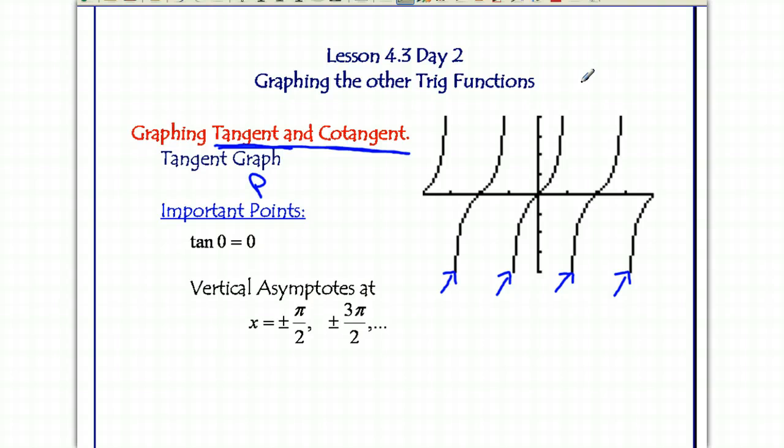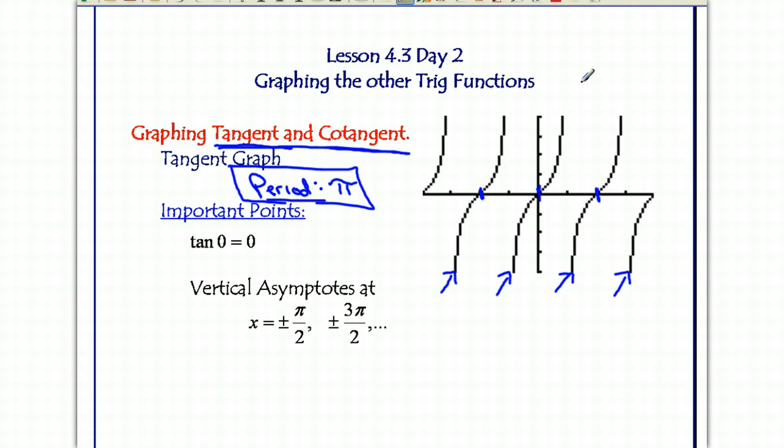One thing you'll notice about the period, though, unlike sine, cosine, secant, cosecant that repeat every 2 pi: here's 0, here's pi, here's negative pi. It repeats, but your period now is just pi for both a tangent and a cotangent. So that's one thing you want to note. The period for a tangent graph is pi, not 2 pi.